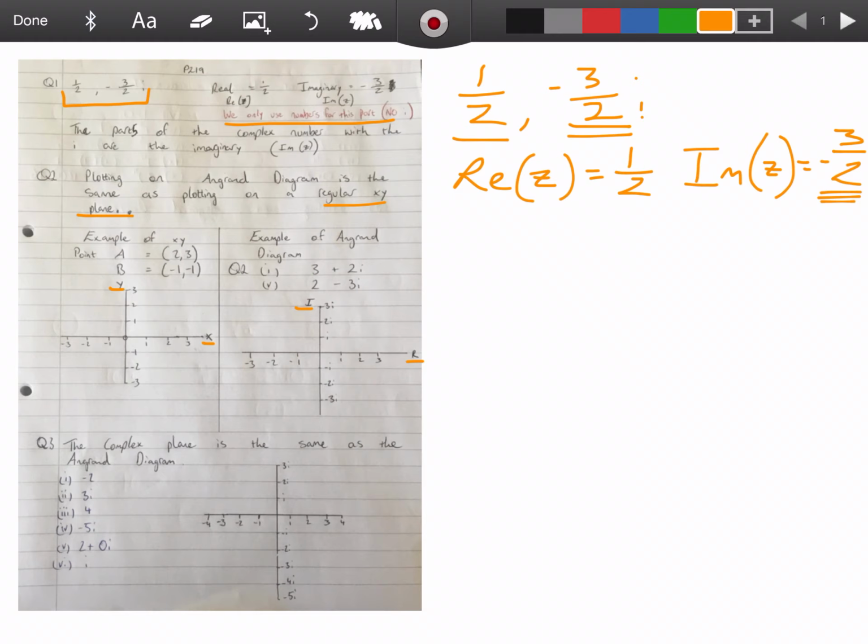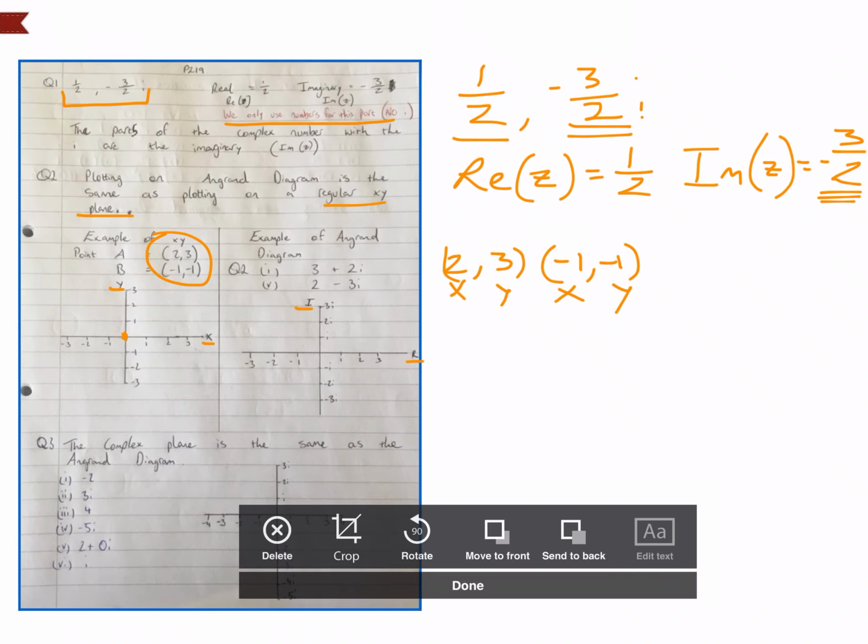You can see I've got the points 2, 3 over here. I'm just going to rewrite them over here. Points 2, 3, and minus 1, minus 1. And you remember the order that we put them in, x, y, x, y. So I can plot those. I start at my origin all the time. I start at 0, 0.